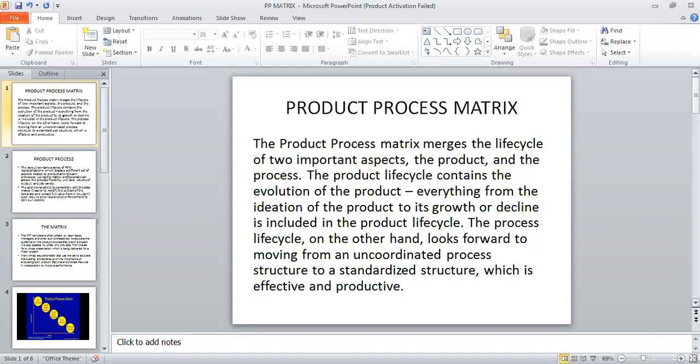Basically, the product process matrix merges the life cycle of two important aspects, the product and the processes. In every production activity, a process has to be followed, a systematized manner, a system, a know-how.